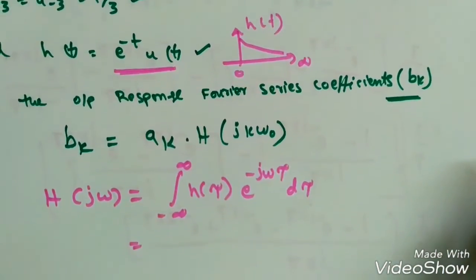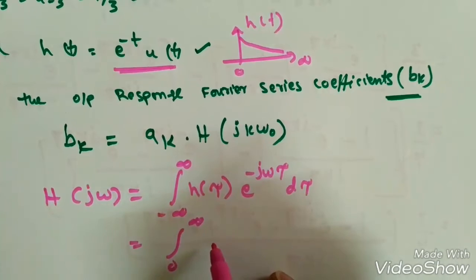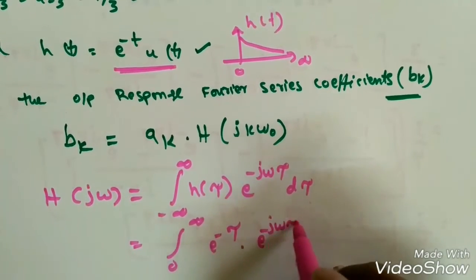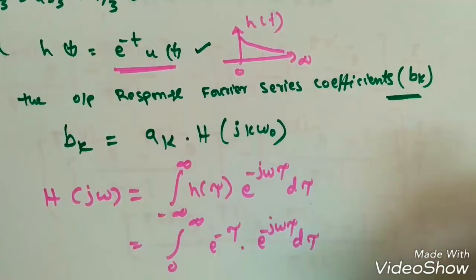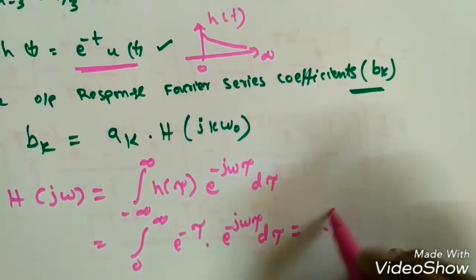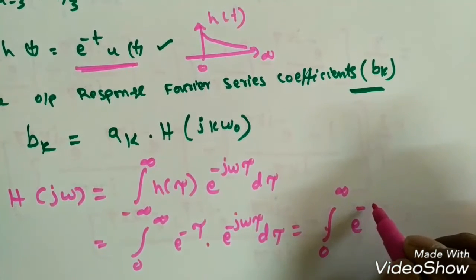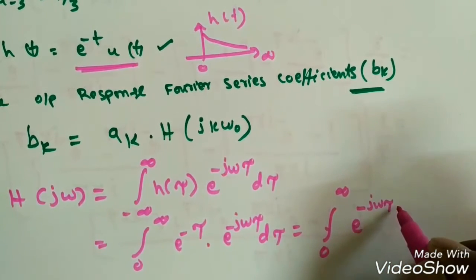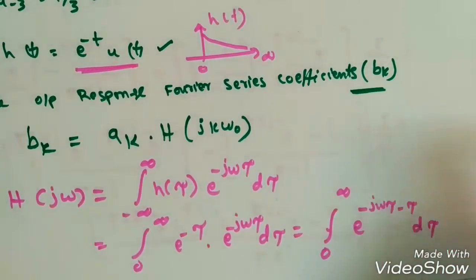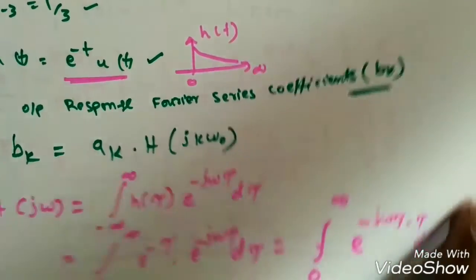Right? Now, what will the integration become? It will become the integral from 0 to infinity of h of tau, which is e power minus tau, into e power minus j omega tau d tau. Now it's a simple exponential and we can solve it. But before that, take 0 to infinity e power minus j omega tau minus tau d tau. If I take tau common, it will become minus of 1 plus j omega. So something like this.